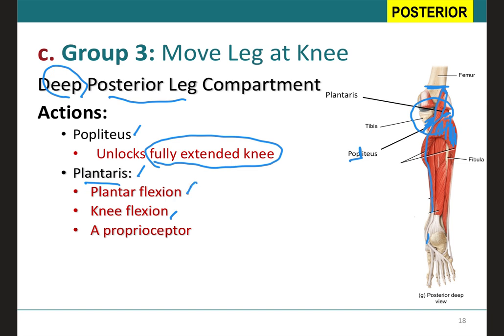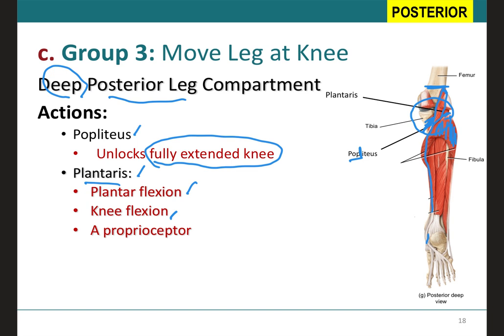but because this is a very thin muscle and there are huge muscles located in the same compartments and doing the same function, the main function of the plantaris is to serve as a proprioceptor. What does this mean? It means that it will detect the changes in the movement and the position of the body.